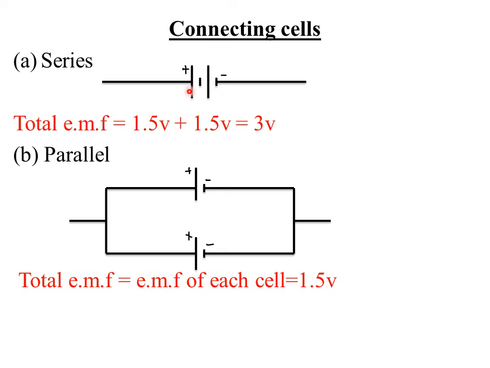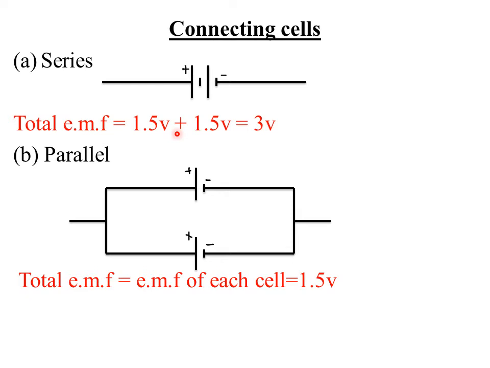The most important thing to note here is that when two cells are connected positive to negative or negative to positive, then we say they are in series connection. When cells are connected in series, the total EMF will be given by the sum of the EMFs of all the cells, which means the total EMF will be more than the EMF of individual cells. Sum in mathematics means addition. It's the sum of the EMFs of each cell.